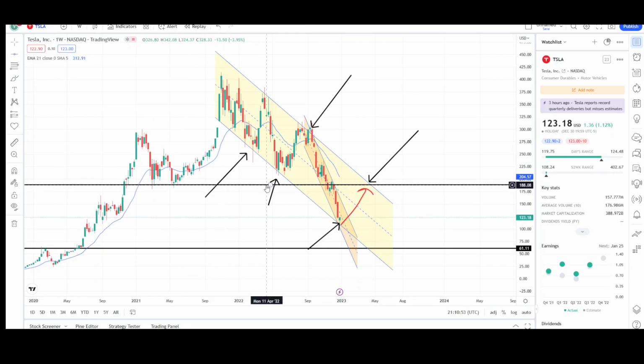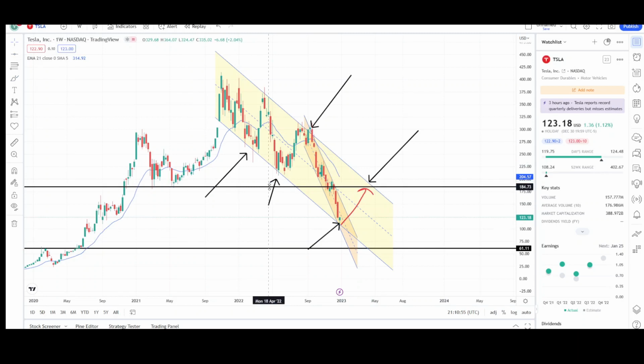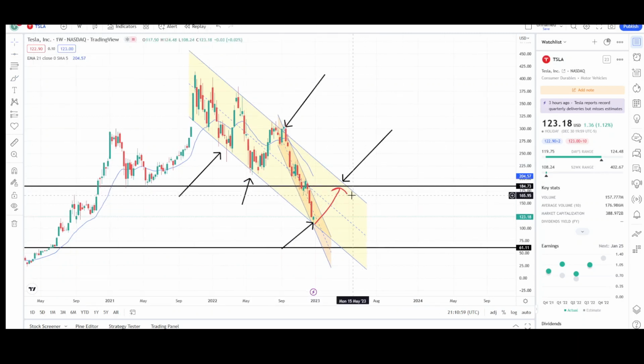That's if the market wants to get up that high. 184, somewhere in the 180s. There's a good chance it acts as resistance, and then we see the sell-off take place.